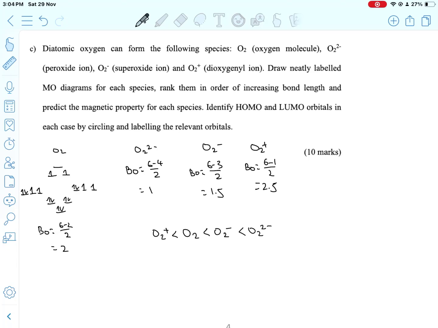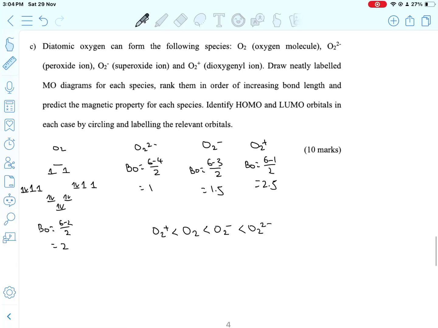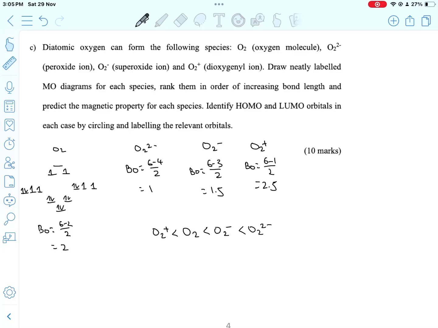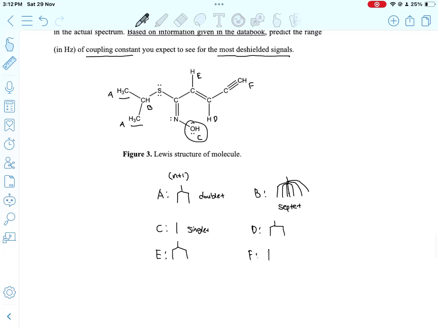So you guys need to know that higher bond order means that it's a stronger bond. That means your bond length will be decreased. So it's kind of like inverse relations. So the ones that actually have the lowest bond order would have the highest bond length, which is what you can see here lah. Okay, on to NMR.